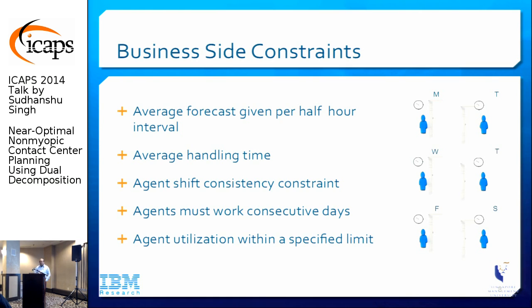Then, of course, we want to find out how many people are required to satisfy the demand. So you also need to know how fast they are working, so the handling time is also given. Then there are shift consistency constraints that I already explained: 5 days a week, and a person must start working at the same time every day and so on. And then, of course, you don't want to kill people with overload, so there is usually a constraint that agents should not be occupied for more than 90% of their time. So the utilization has to be upper capped.